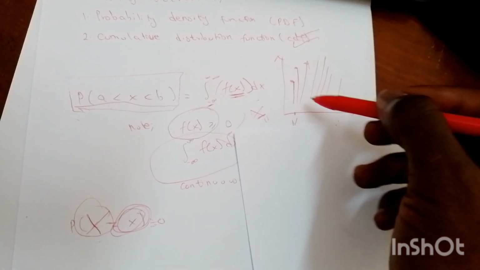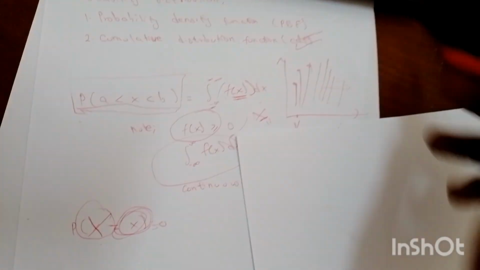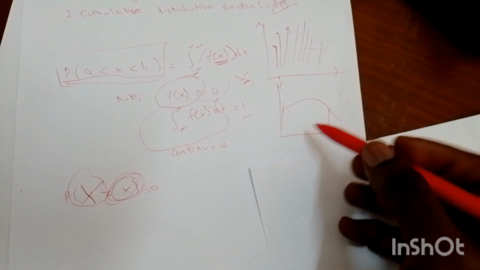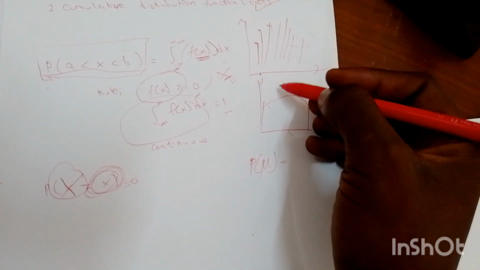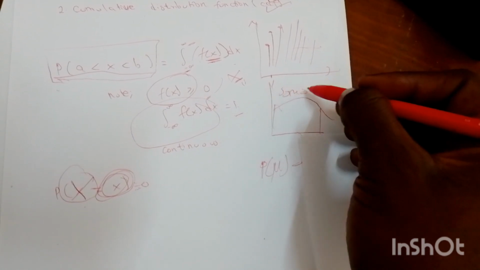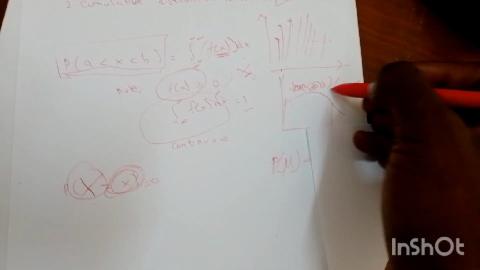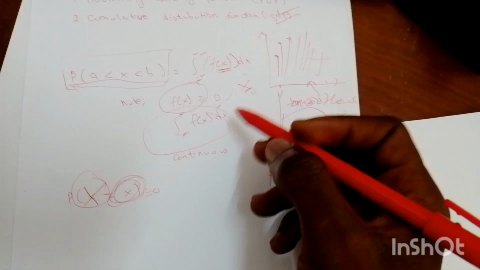Now why are we using the integral? Because we are summing up everything. When we do that, we get something like this. They say that the continuous distribution function is actually the smoothened discrete distribution. Sorry for my handwriting. So when you smoothen this, you get this.